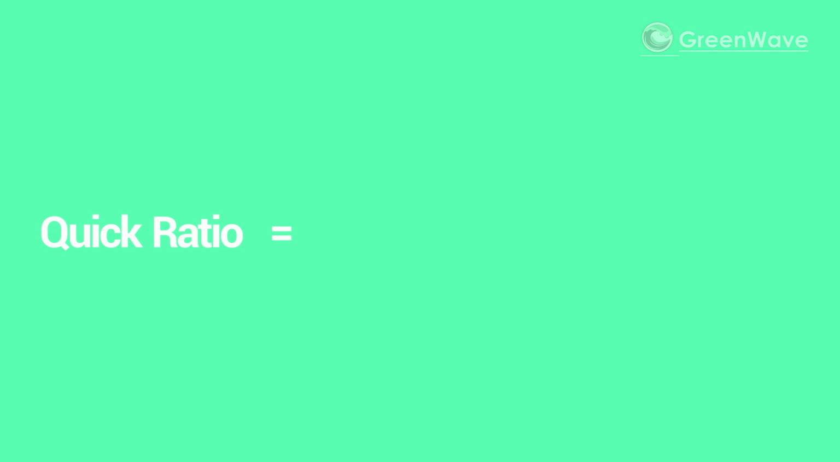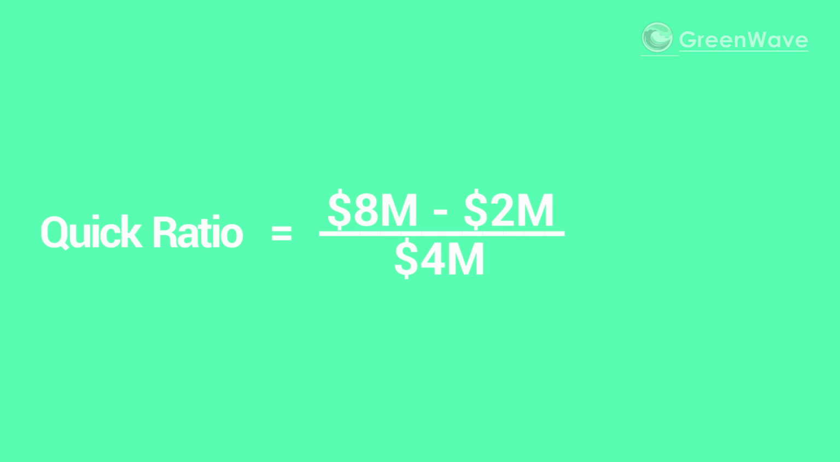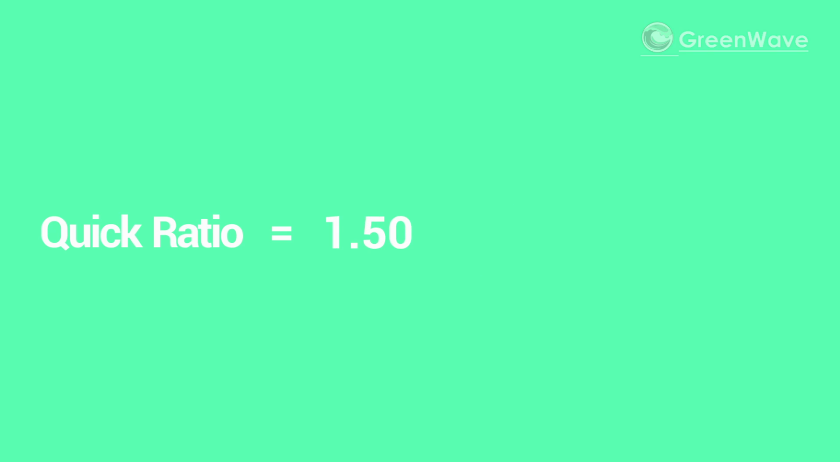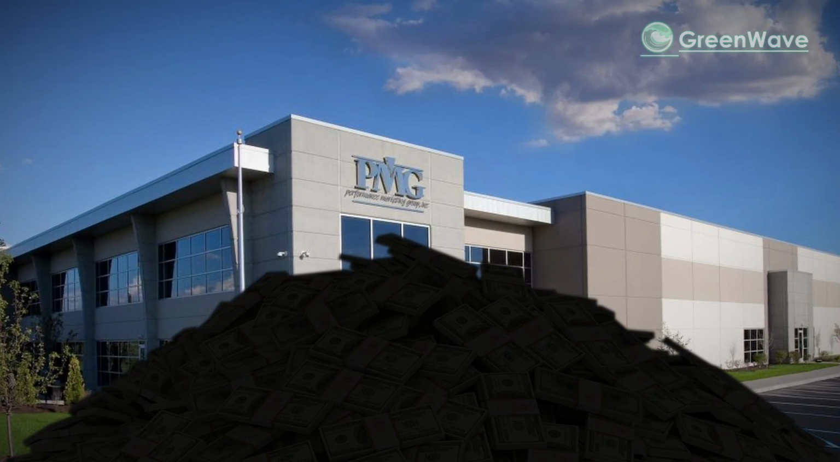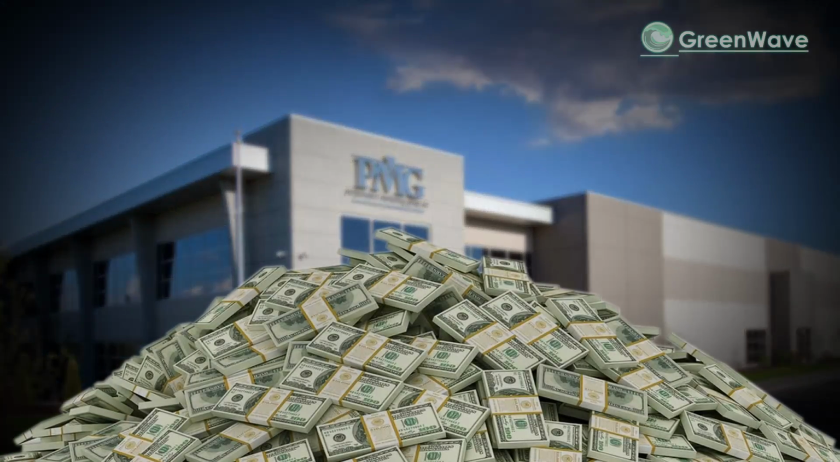So again, if company X has $8 million in current assets, $2 million in inventory, and $4 million in current liabilities, that means that the quick ratio would be 1.5 because $8 million minus $2 million equals $6 million, and if we divide $6 million by $4 million, we get 1.5. This indicates that the company has enough money to pay its bills and continue operating.